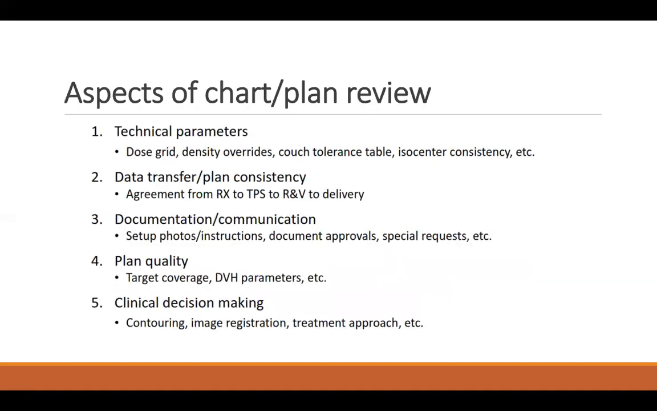Some aspects for plan or chart review, like technical parameters, should be checked: the dose grid, density override, Gaussian tolerance table, isocenter consistency. Then data transfer or plan consistency, documentation or communication, plan quality, and clinical decision making for contouring, image registration, treatment approach, etc.